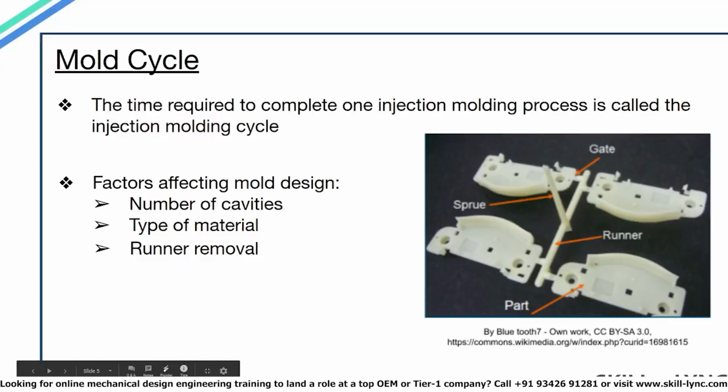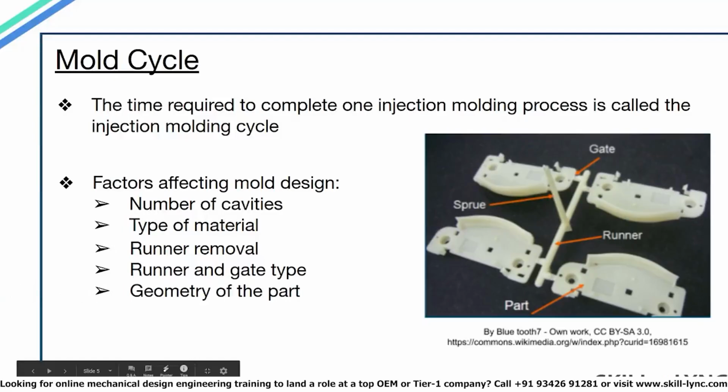So the next factor is runner removal. Now, since runners are not part of the component required, they have to be removed, which results in an increase in mold cycle time. Runners can be removed manually or by using robots, but for lower mold cycle times, use of robots is preferred. Runner type and gate type. There are many types of runners and gates available which can be used in injection molding, which will be discussed in further sessions. So the type of the runner or gate which we select will also affect the mold cycle time.